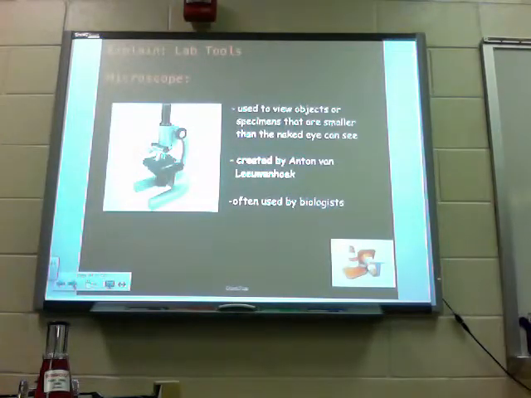All right, next we have a microscope. They're used to view objects or specimens that are smaller than the naked eye can see. It was created by Anton van Leeuwenhoek, and it's most often used by biologists in the lab.